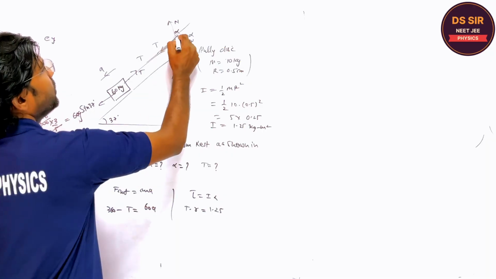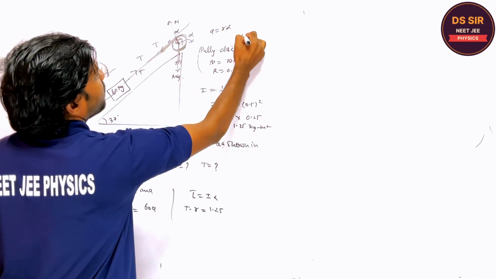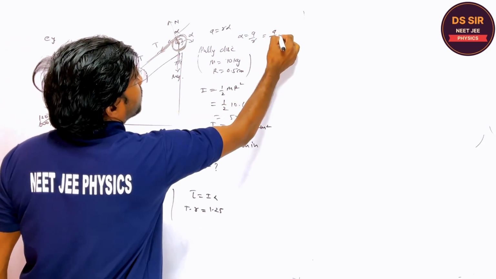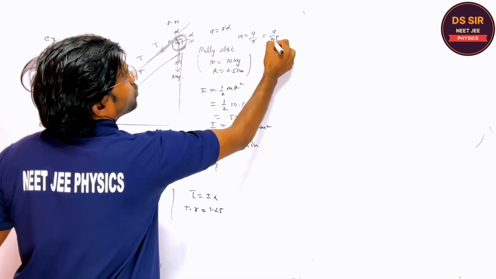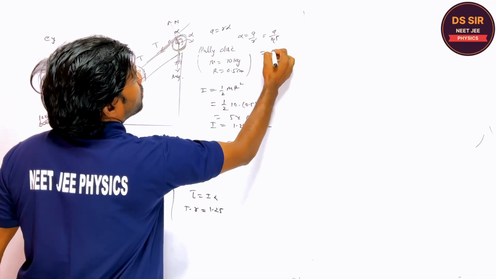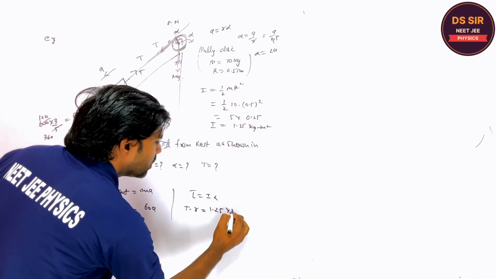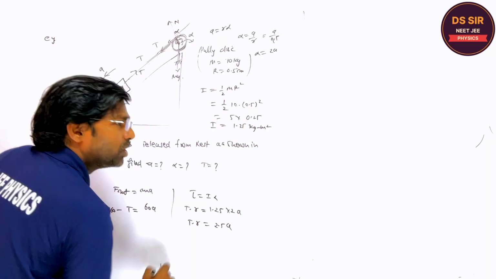And what is the relation between A and alpha? Say A is equal to R alpha. So alpha I will choose A upon R. And what is the radius? The radius is say 0.5, right? So this is 2A. Alpha is equal to 2A. So here the 2 into A. This is 2.5A.